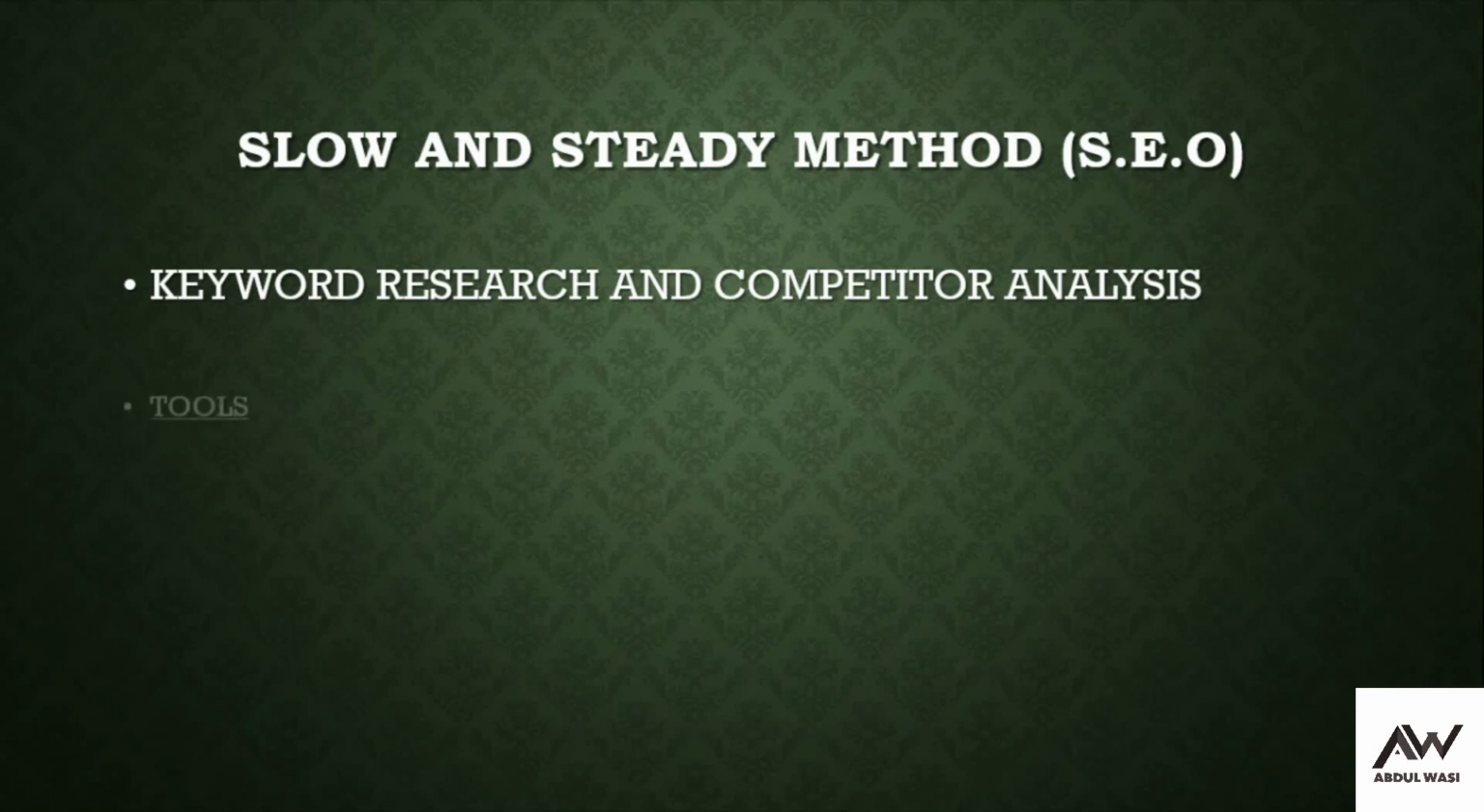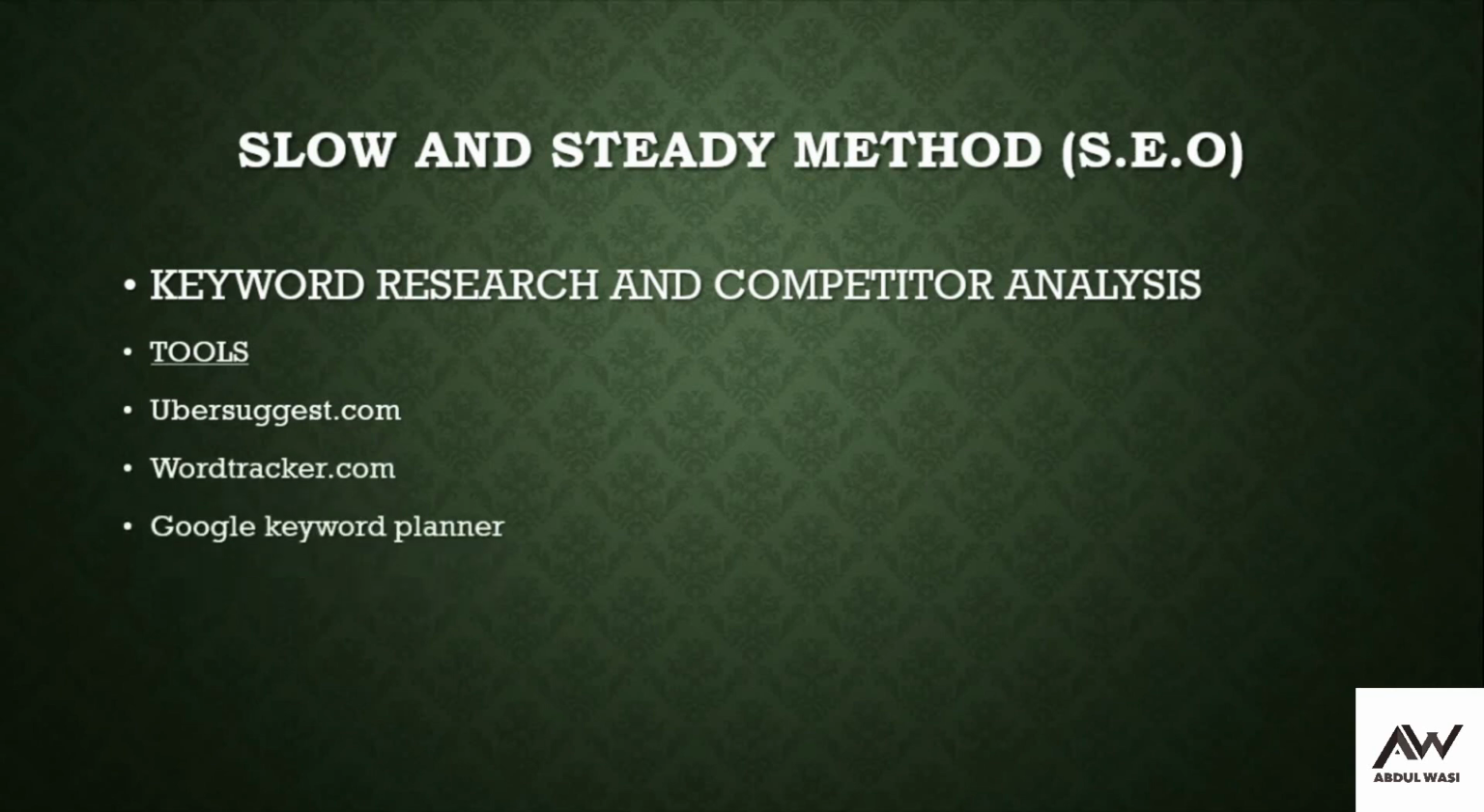So these are the tools that we can use for our keyword research and our competitor analysis. You can use ubersuggest.com, you can use wordtracker.com, you can use Google Keyword Planner. There are still so many tools out there. There's Ahrefs and so on and so forth. If you want to know how to use the Ubersuggest tool, I've created a video where I use the Ubersuggest tool to explain how to go about it. You can click the info card at the top right corner of the video, or you can click the link in the description below to get that video.